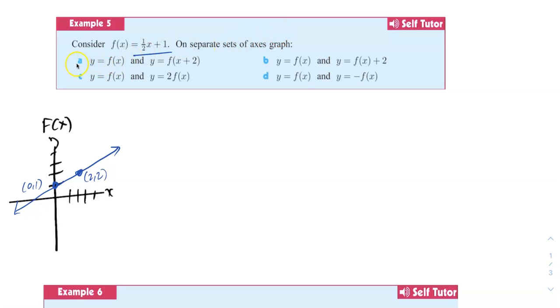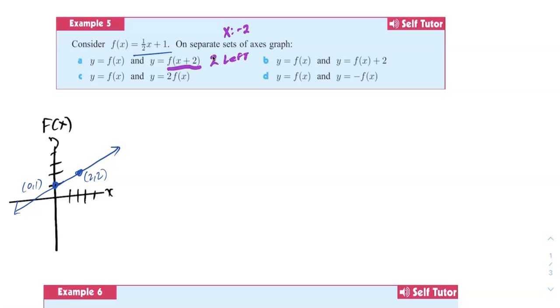Now look at what A does. A wants us to graph the same thing, but y equals f of x plus 2. So, remember what that means? Inside x opposite. So we're going to do the opposite. We're going to go 2 to the left. Or on our x, we're going to subtract 2 from all the values.